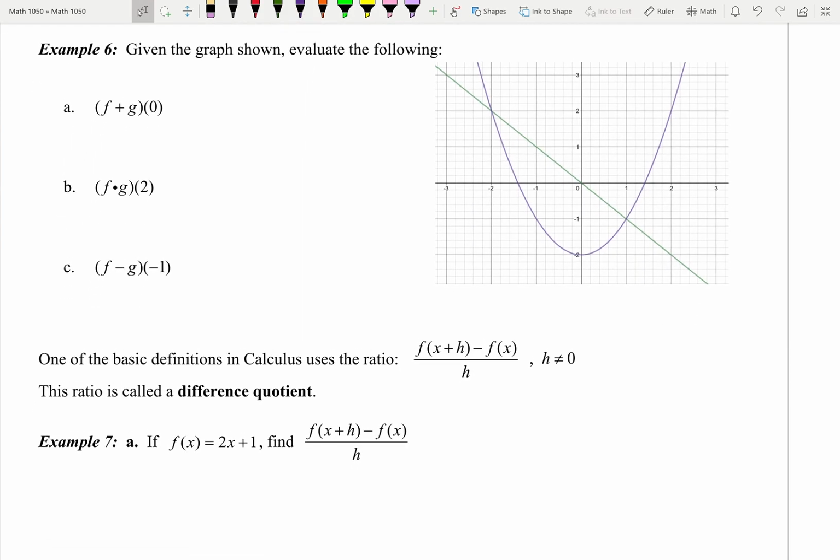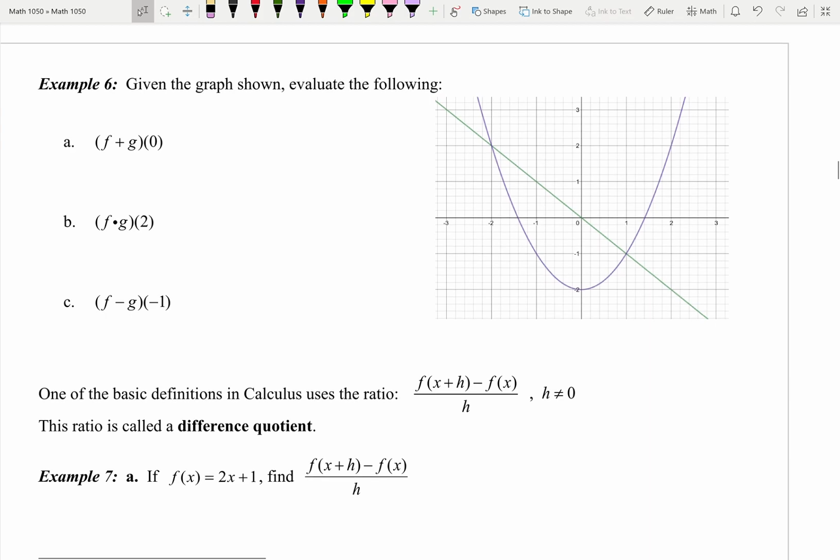Okay? Question 6. Evaluate the following. Okay, so I did not, or at least I can't see where I've clarified which graph is which. That's a problem. So we're going to say the green one is f of x, and the blue one up here, the parabola, is your g of x, okay?